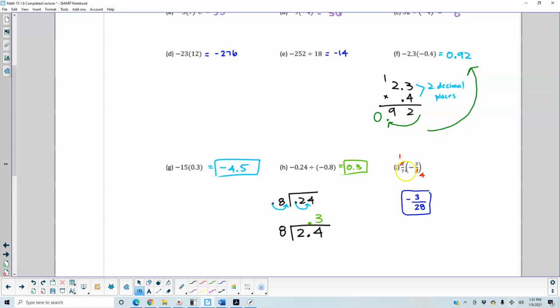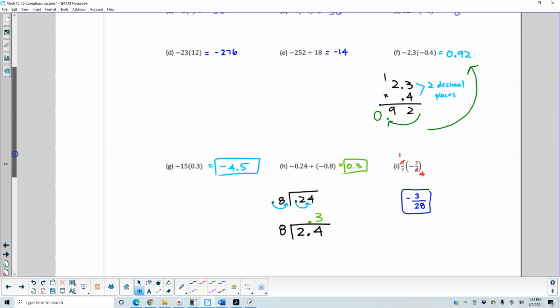Next, we have 2/7 times negative 3 over 8. So a positive times a negative is going to give us a negative. We can simplify the 2 and 8 because they have a common factor of 2. So we have a 1 here, and 2 goes into 8 4 times. So 1 times 3 is 3. 7 times 4 is 28. So we have negative 3 over 28.